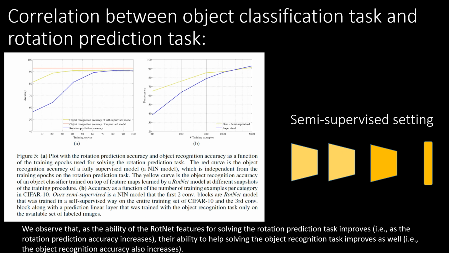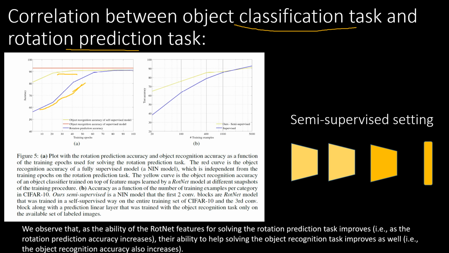And this is another comparison to show the correlation, how the object classification improves if the rotation prediction task improves. So this red line is the supervised one, so leave it. And this yellow line is the performance of the object recognition accuracy, and this one is the rotation prediction accuracy. So as you can see, as the epochs go by and the model improves its performance on rotation tasks, the features are learned in a good way, and even the object recognition task starts to improve.